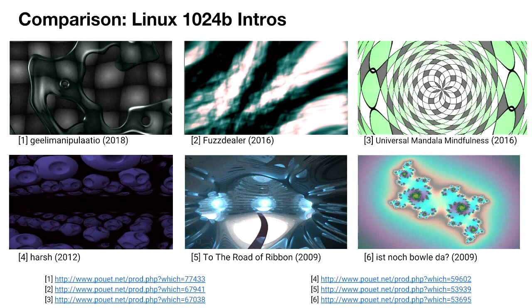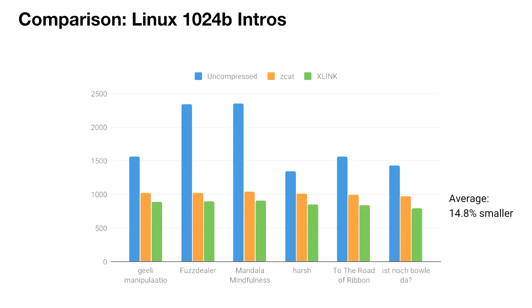All right, so what about for 1K intros? Here's a set of them, again over the same time frames. They have a mixture of functions or implementations. And there we see something very similar, except in this case we're getting about 15% improvement, which I thought was a little bit surprising. What that actually means is that LZ compression is kind of garbage for this, because there's just not enough data to have efficient dictionaries.